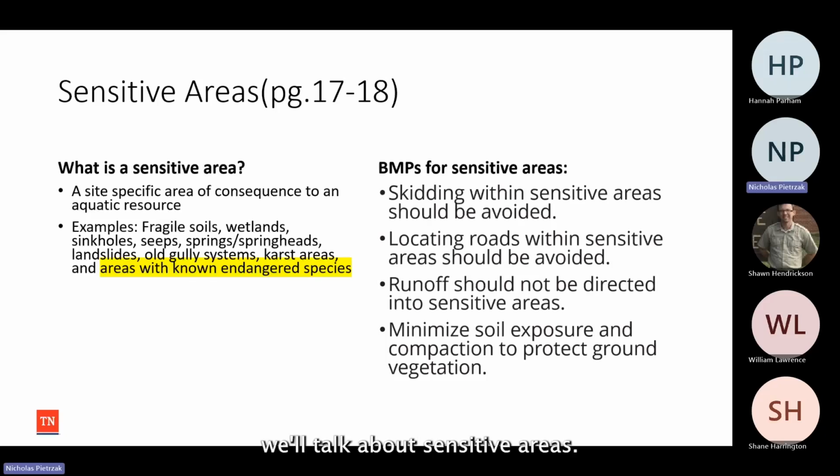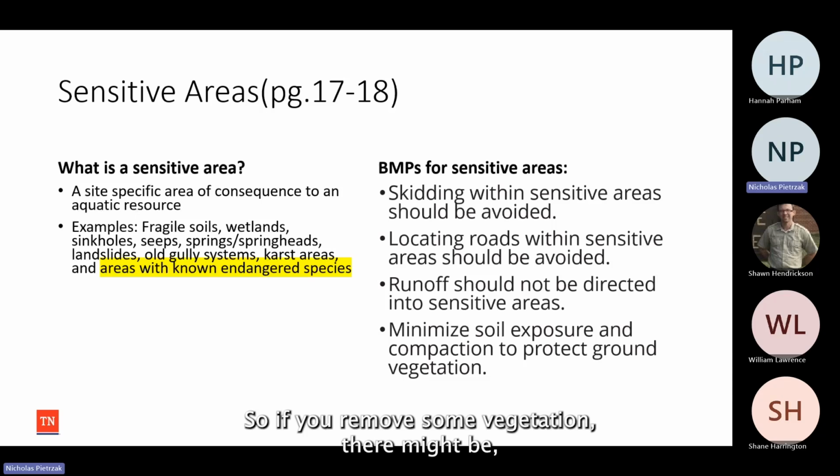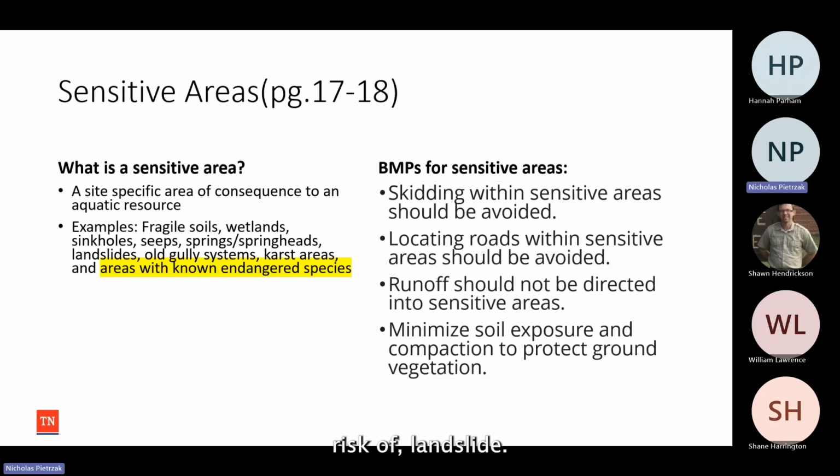So with that, I want to talk about sensitive areas. So what is a sensitive area? It's anything from somewhere with an endangered species, maybe. Might be an area with really fragile soils, so if you remove some vegetation, there might be risk of landslide. It might be areas with wetlands. Might be areas with a lot of spring heads or karst-like areas. We'll go over that in the next slide.